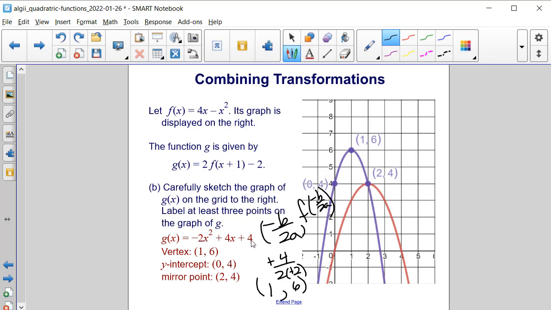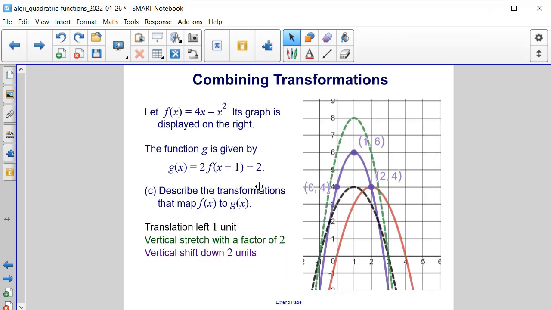Now, an easy point to find, especially when it's in standard form, is its y-intercept. Substitute 0 in, you get 4. Notice that is 1 unit away from the new vertex, so if we go over to the right 1 unit, that takes us to the axis of symmetry. We can go over another unit, and that gives us the symmetric mirror point of (2, 4). You can also substitute 2 into the function, and you will get 4 as your output for the y-coordinate.